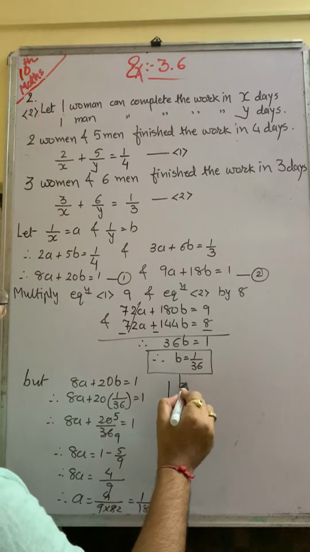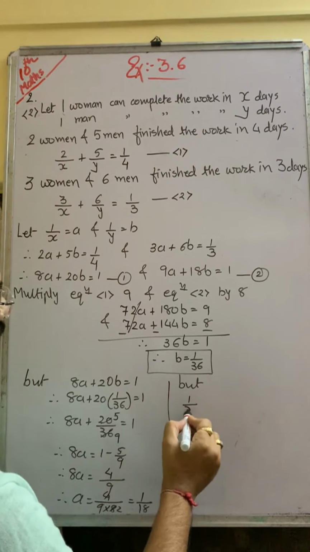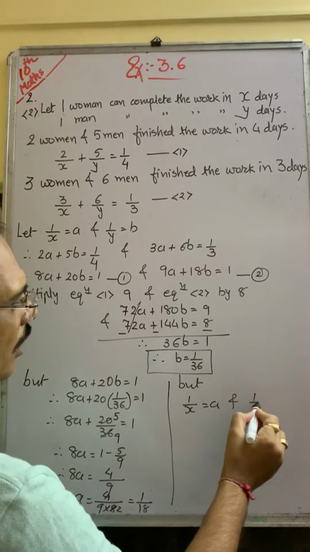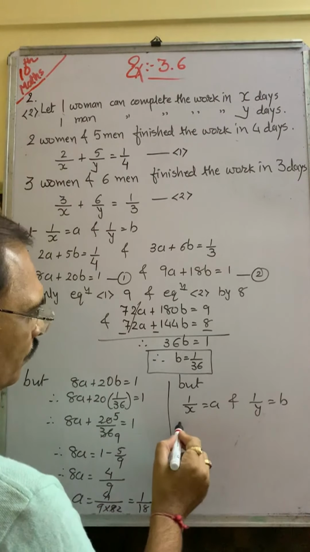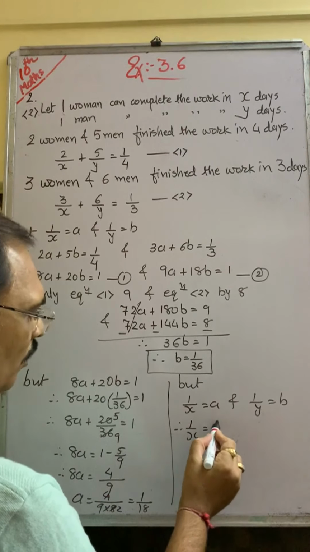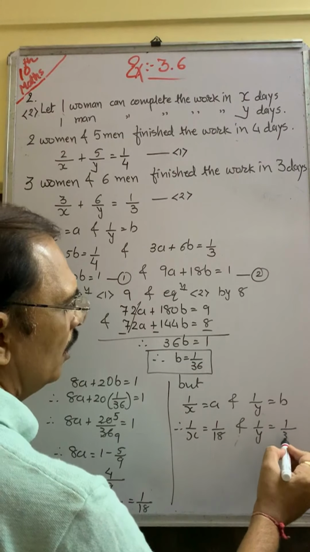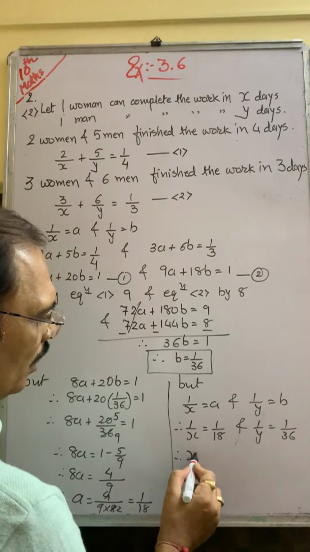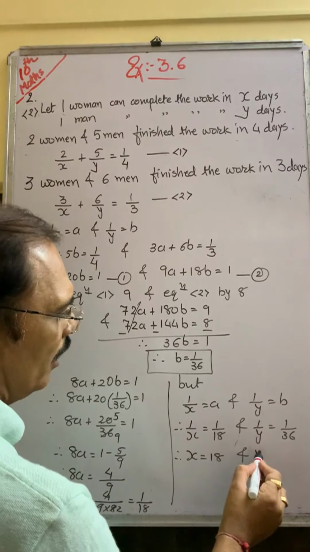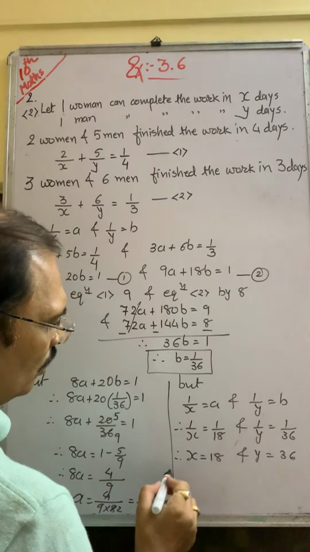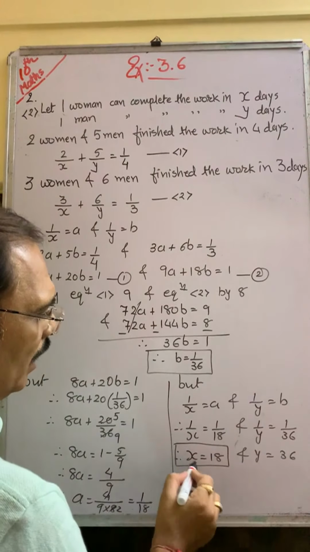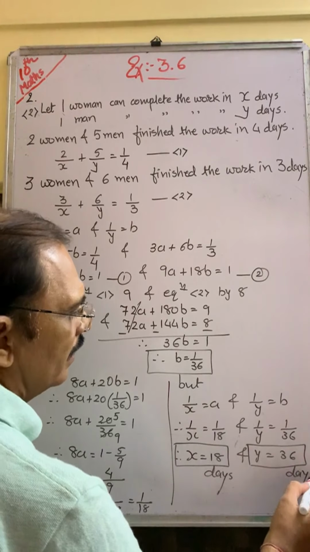But we have our supposition 1 upon X equals to A and 1 upon Y equals to B. So 1 upon X, A is what? 1 upon 18 and 1 upon Y, B is what? 1 upon 36. Reciprocal, X equals to 18 and Y equals to 36. So simply a woman can complete the work in 18 days and man can complete the work in 36 days.